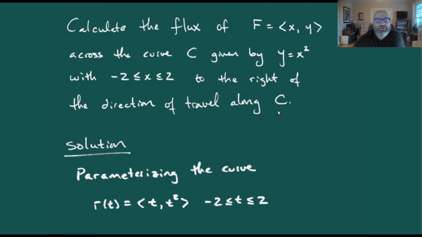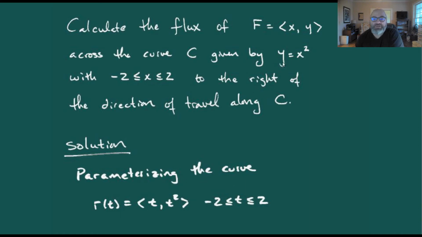So in this video, let's do an example where we're asked to calculate the flux of a vector field F equal to ⟨x, y⟩ across the curve C, where C is given by the curve y equals x squared between -2 and 2. And we want to calculate the flux to the right of the direction of travel along C. So how do we go about doing this?